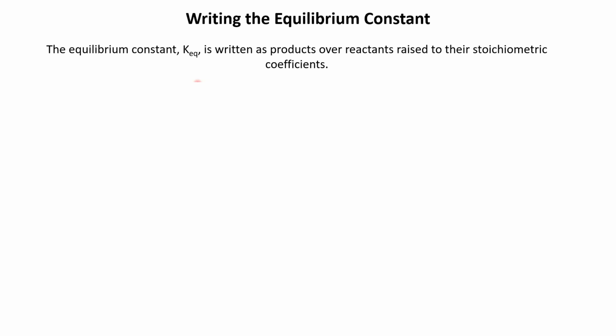Now let's jump into a generic reaction. So we have a very generic reaction right here where our lowercase letters are our stoichiometric coefficients and our uppercase letters are whatever species we have in this reaction. It is in equilibrium. We have a forward rate and we have a reverse rate. We are going to write our equilibrium constant as products over reactants, and we're going to raise each one to their stoichiometric coefficients. So my KEQ looks like this.